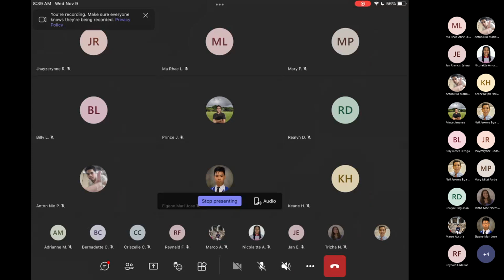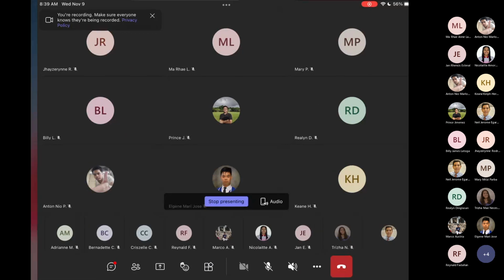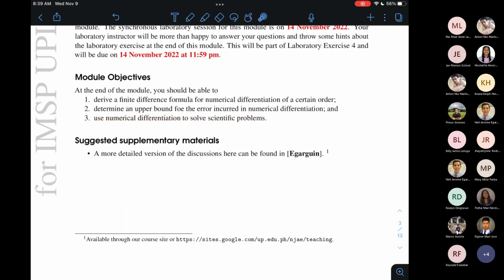Anyway, so the second is to determine an upper bound for the error incurred in numerical differentiation. Typo here. And probably it's been here for a year now. Hindi ko pa rin correct. So yeah. Hopefully you can see my screen now. So number 2, titingnan natin gaano kalaki yung posibleng maging error or what's the worst case scenario? What's the biggest possible error for our numerical differentiation formula that you derived in number 1?